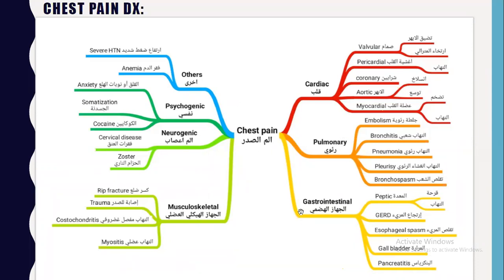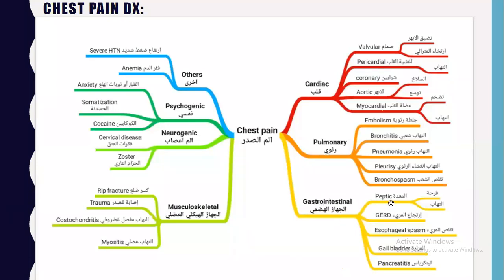تمام. If you come to chest pain as a gastrointestinal system, طبعا لازم تعرفون chest pain it can come from cardiac, pulmonary, gastrointestinal, musculoskeletal, neurogenic, psychogenic, others. Many patients when they have chest pain they almost think about cardiac. على طول يقول لك أنا عندي مشاكل بالقلب، أنا ممكن عندي مشكلة بالقلب. ف they don't have knowledge to think about other causes. So as a doctor, you must know these differential diagnoses.